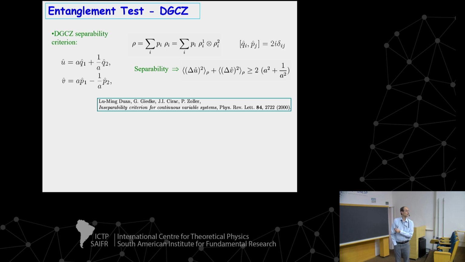What's called a separable state? A state is called separable if you can write the density operator as a convex sum of states, and those states are just a tensor product of state 1 and state 2. That's the definition of a separable state. If your state cannot be written like this, then it's entangled.